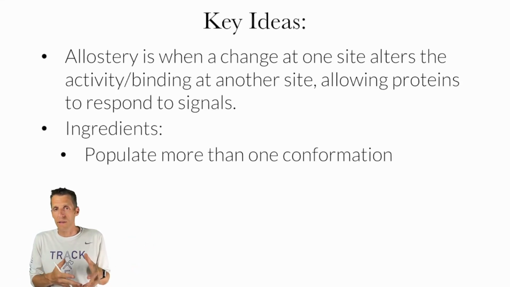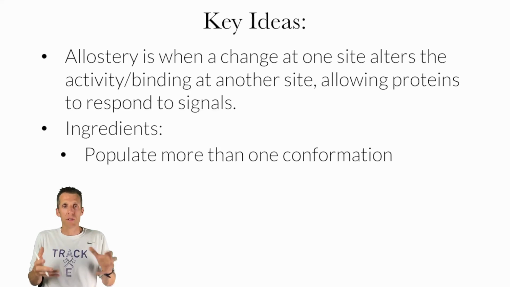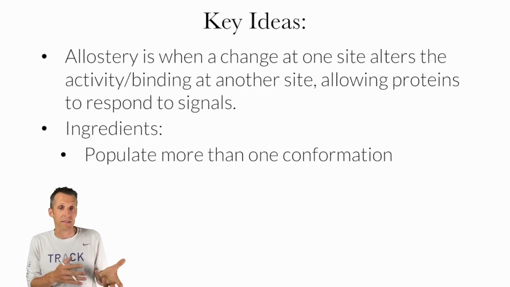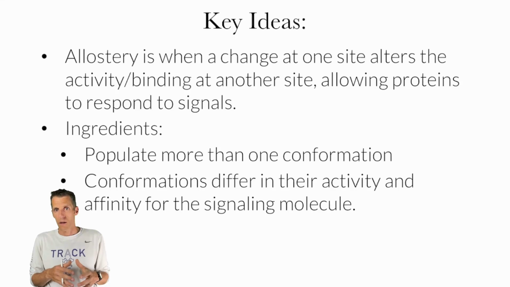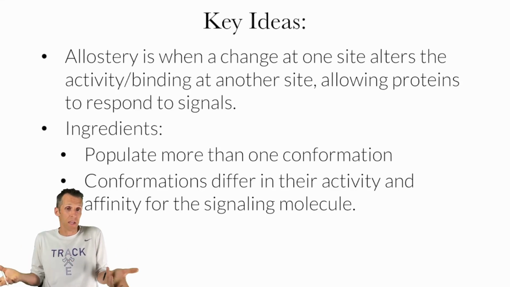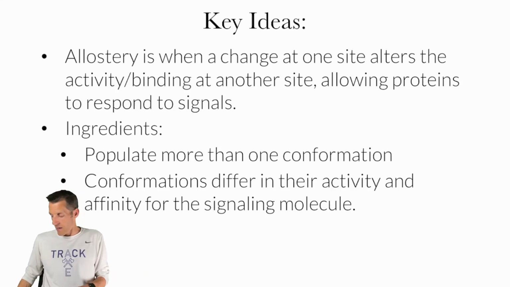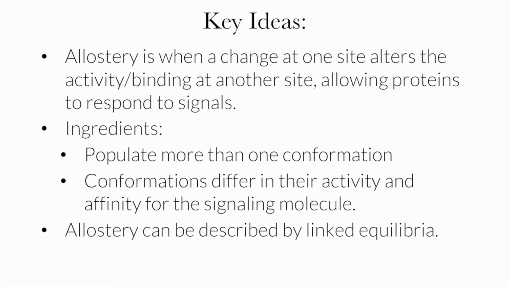The ingredients of allostery are that the receptor or the protein populates more than one state, in this case, inactive and active. Those conformations have to differ in their activity and their affinity for the signaling molecules, right? If they bind to the signaling molecules the same, you won't see an effect. If they have the same activity downstream, you won't see an effect. And I think I'm going to have to make myself disappear. Last one. We can describe allostery using a linked set of equilibria.